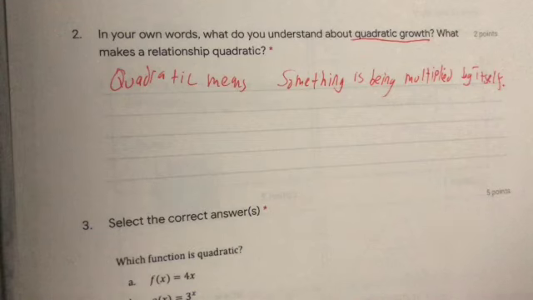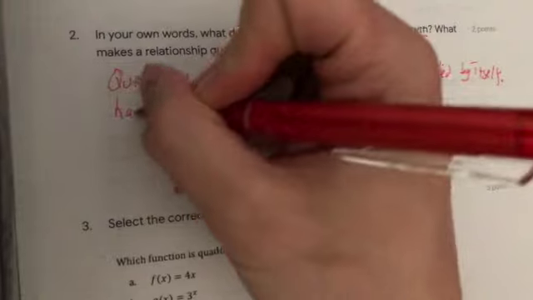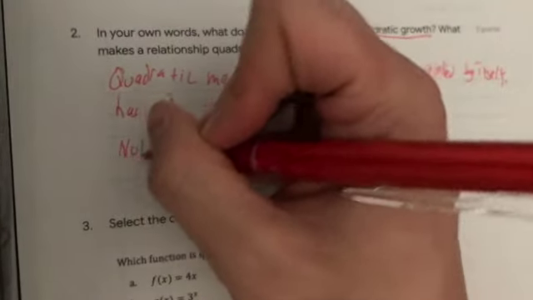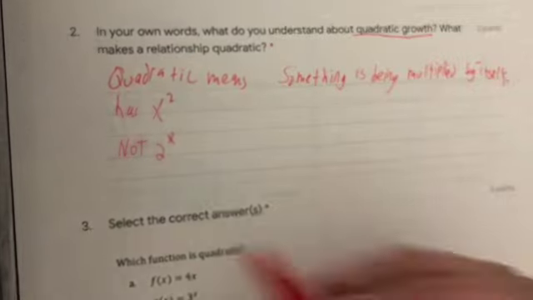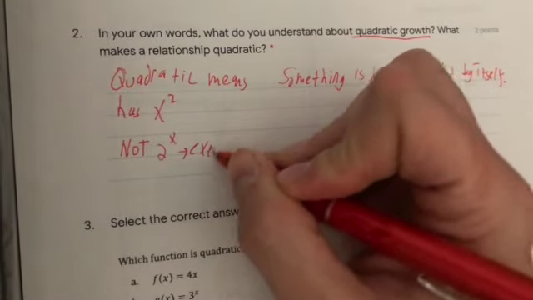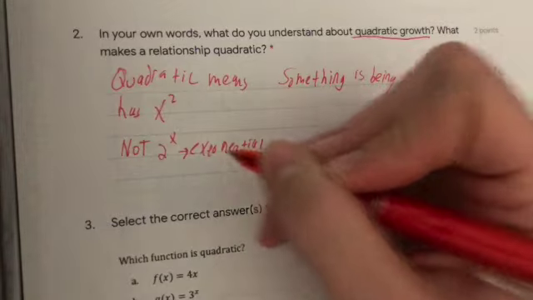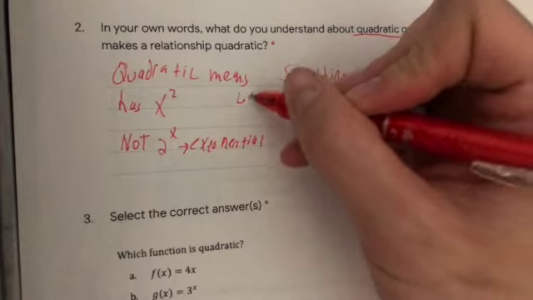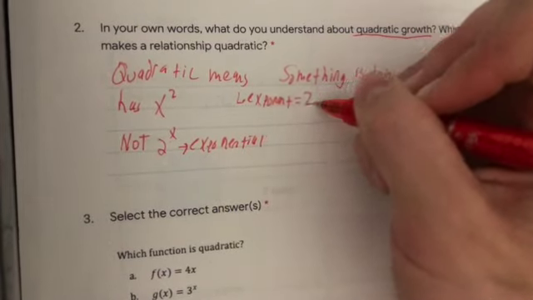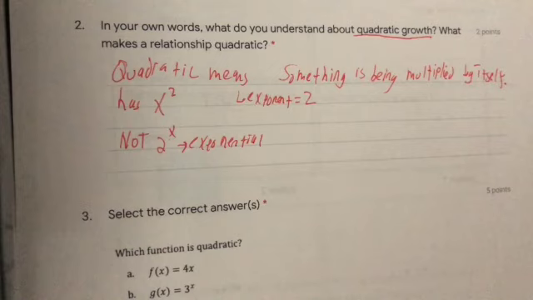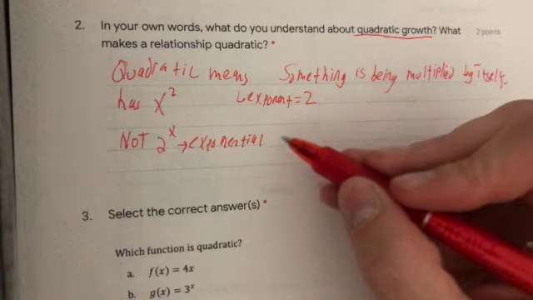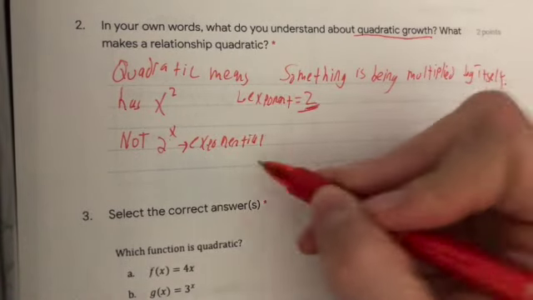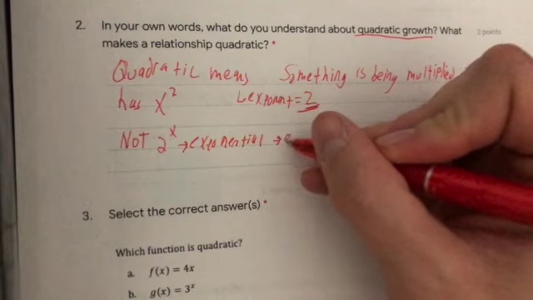All right. So that's basically what we're looking for with quadratic growth. It has an x squared in it. It's not 2 to the x, because that's exponential. That's exponential because the variable is the exponent. Quadratic means the exponent is 2. So that's basically our main difference. Quadratic means the exponent's 2. Exponential means the exponent is x. The exponent is the variable.